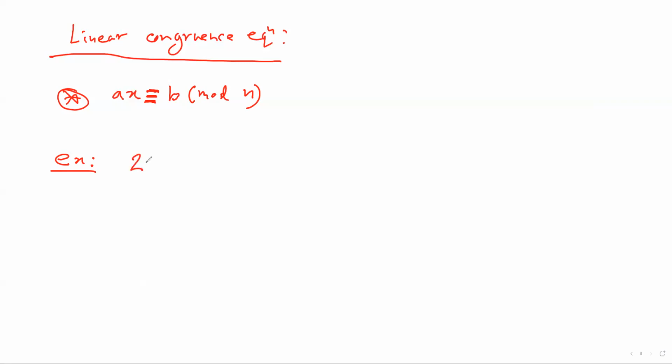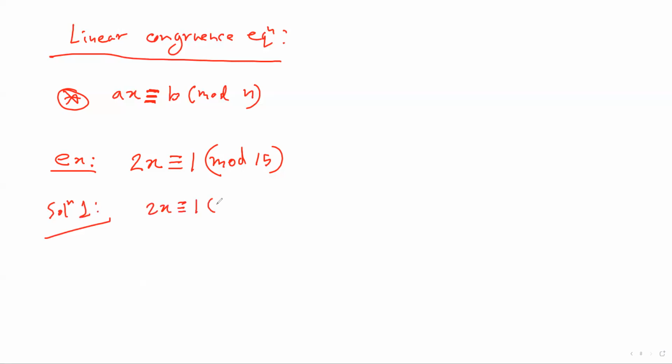Let's try to solve 2x congruent to 1 modulo 15. Now, there are many ways to solve this. Two most common methods are what we are going to discuss. One of the methods involves Euclid's algorithm and the solution of linear Diophantine equations using Euclid's algorithm that we did in our last class. Let's see how. So, solution 1.